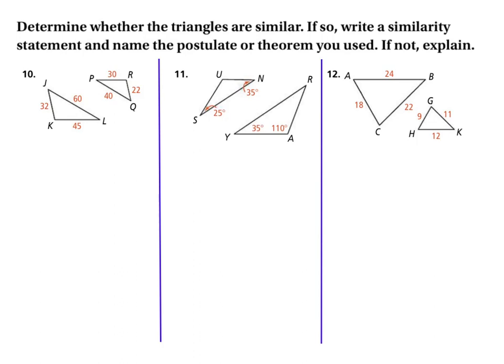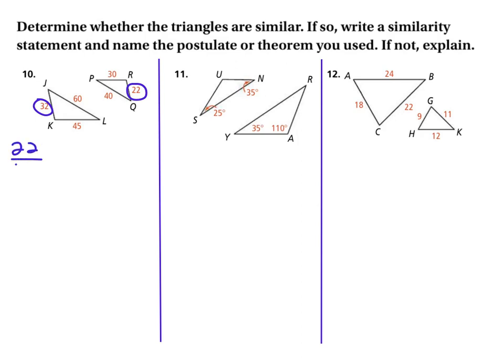Okay, determine whether the triangles are similar. Since all we have are side lengths, then for number 10, we're going to have to set it up and test it using the side similarity theorem. So let's see what we've got. We are going to try and match the smallest side on each triangle. So we've got, this is 32 and this is 22. That's what we'll be matching.